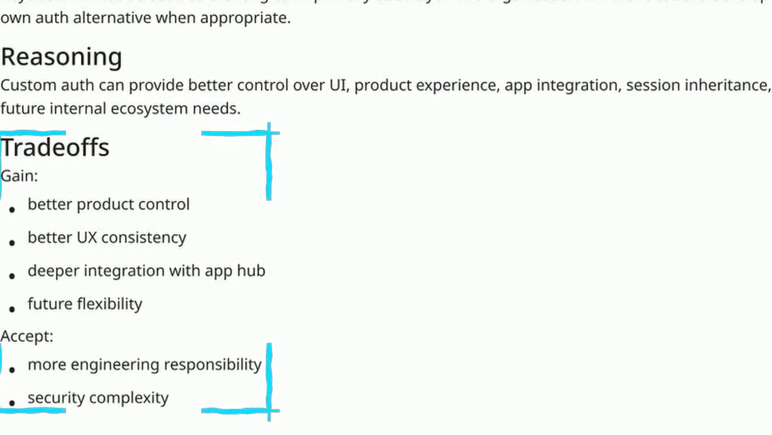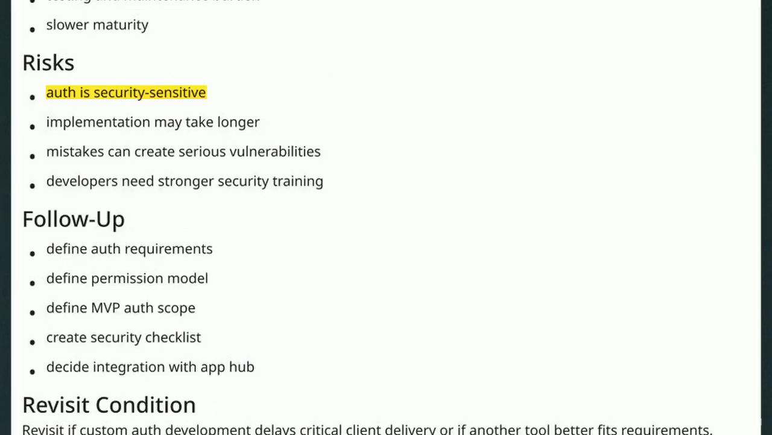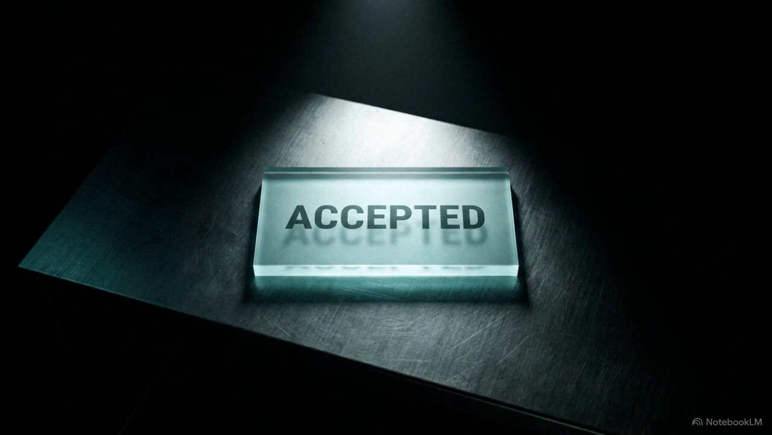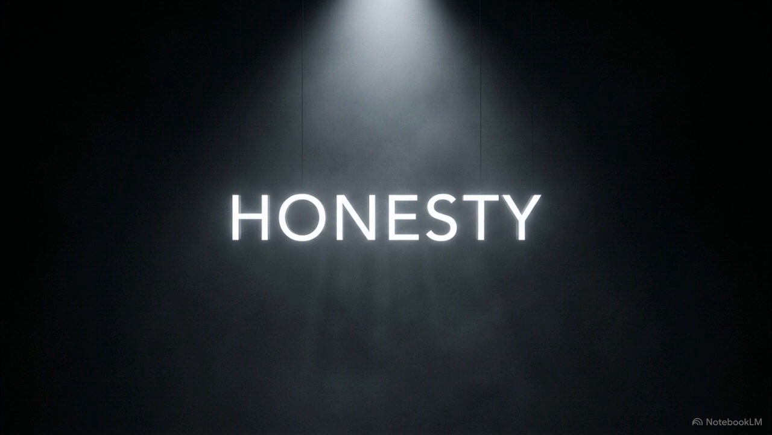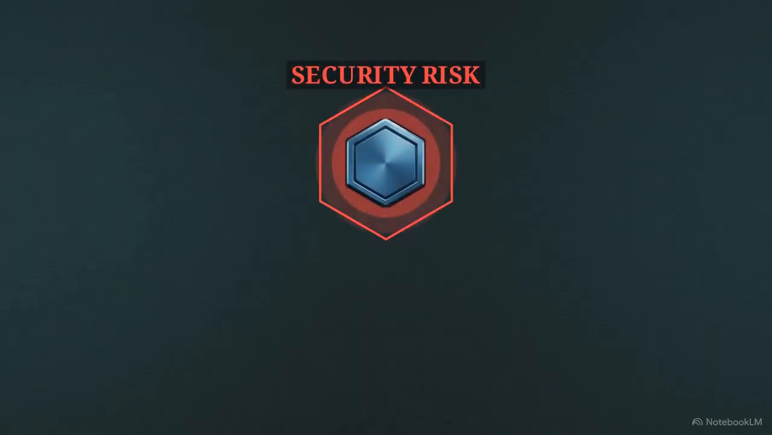That brings us to the risks. Authentication is highly sensitive. The document explicitly warns that implementation may take longer, and any mistakes here create serious vulnerabilities. One of the most dangerous mistakes a team can make is documenting only their final choice, effectively hiding these trade-offs and vulnerabilities from the rest of the company. A recorded decision is only as valuable as its honesty. By admitting the compromises up front, the team can build the safety nets required to manage them.